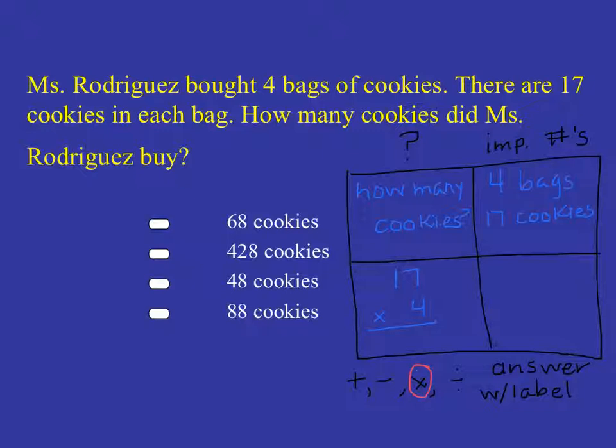7 times 4, 28. Regroup the 2. 4 times 1 is 4, plus 2 is 6. So we have our answer, 68 cookies. If you want to do an excellent job, you would put it in a complete sentence and say, Ms. Rodriguez bought 68 cookies.